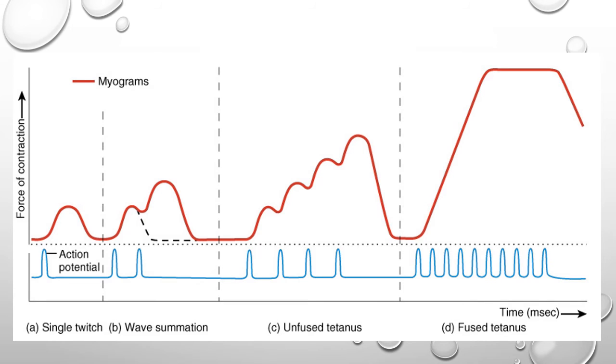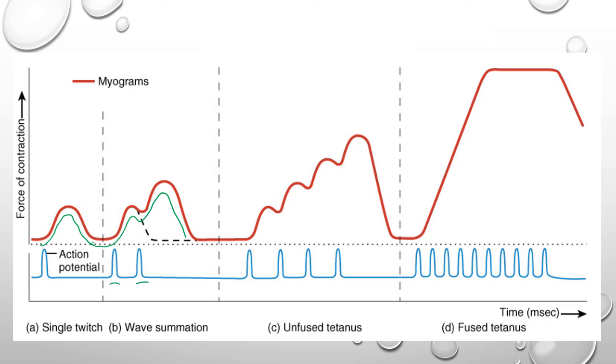So just kind of a recap of where we were at there. And so here we have our single twitch. It goes through its contraction and relaxation completely. Our wave summation can happen where we have 2 stimuli in one sequence. We can continue to increase that and get unfused tetanus.